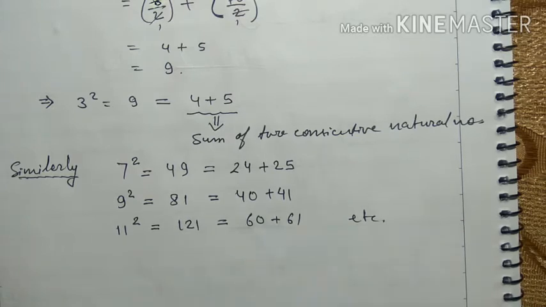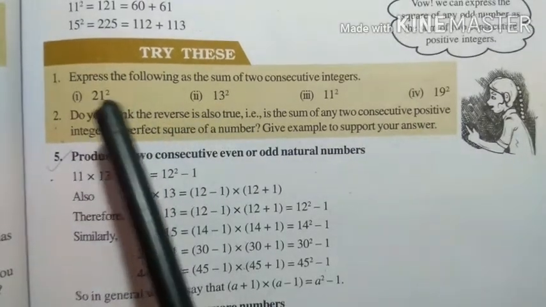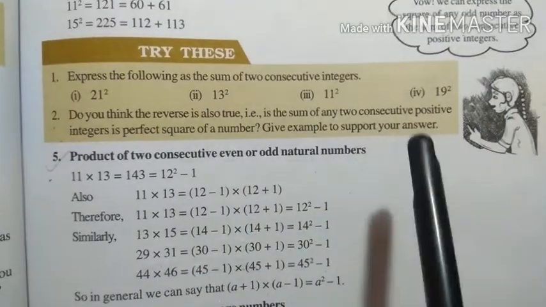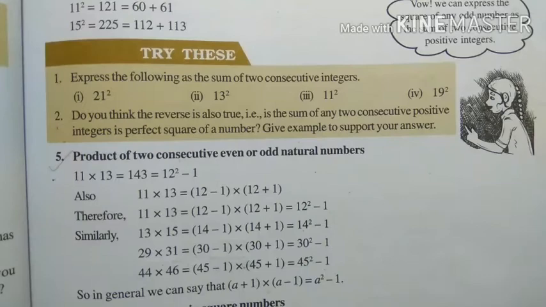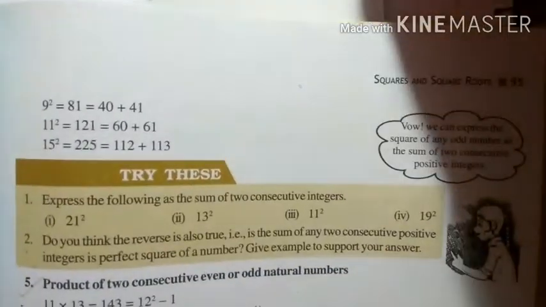Now, the same way you have to try these given on page number 95. So this is the question. The first one is 21 square. Express the following as a sum of two consecutive integers. So how can we do this? I will just give you one solution. The first one, that is 21 square.